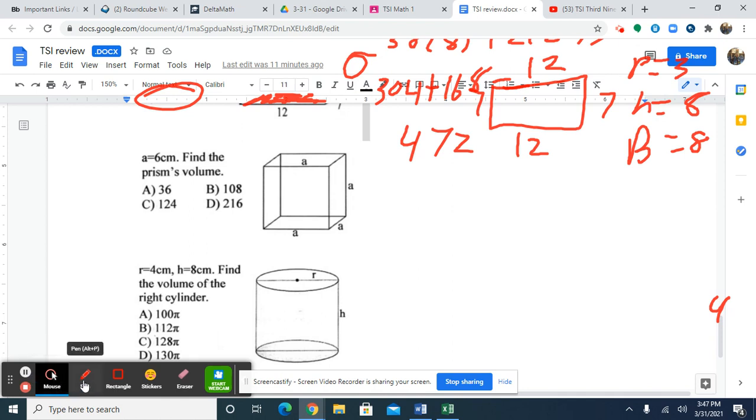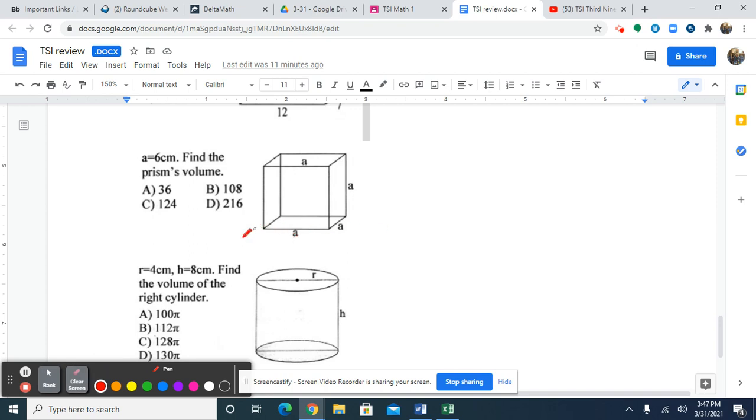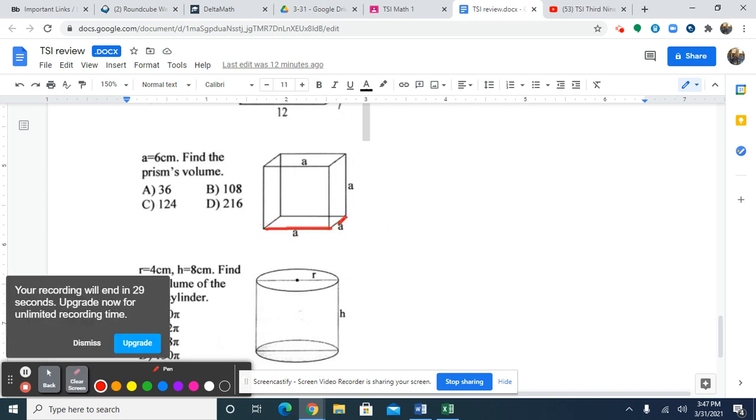Now we have a prism here. And whenever we have a prism, to find the volume, we're going to multiply length times width times height. In this case, A is the measurement, but they're all the same. So it's 6, 6, 6. So 6 times 6 times 6, which is going to be equal to 260.